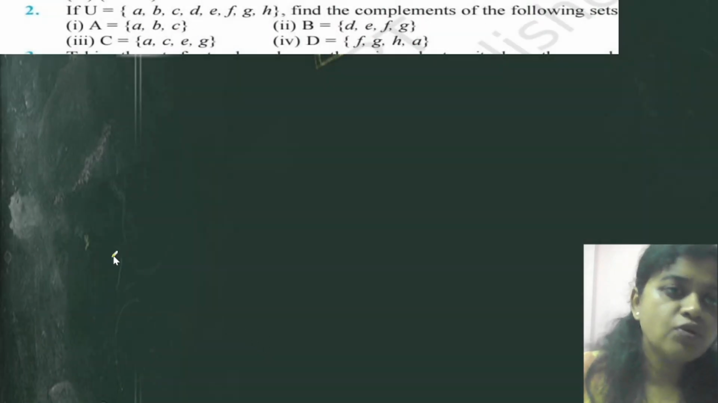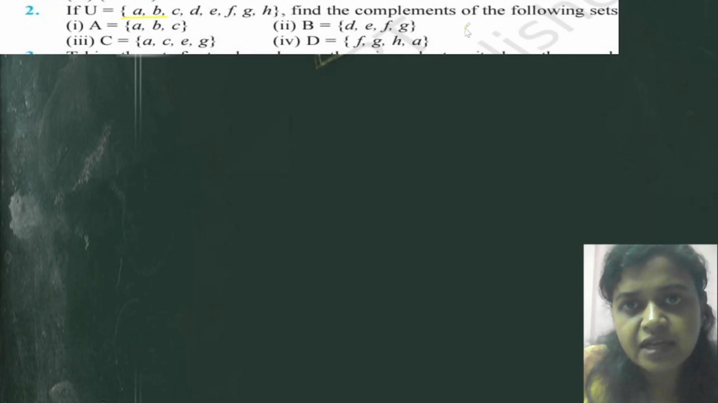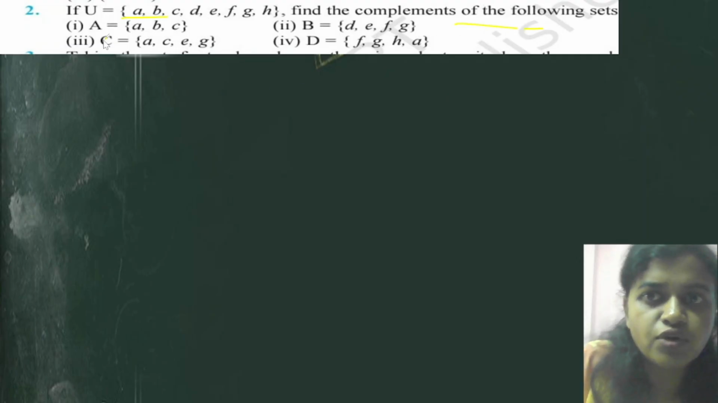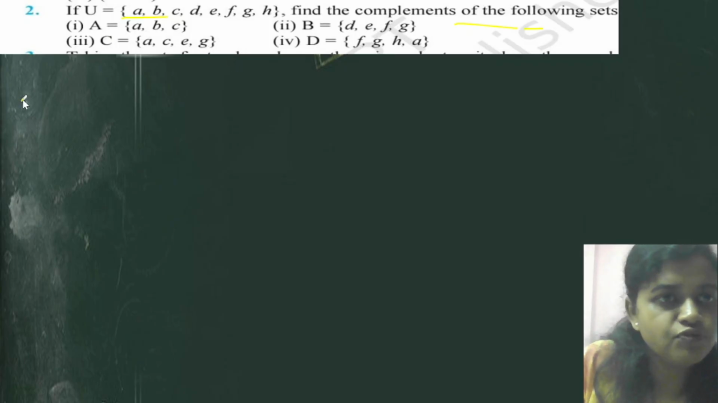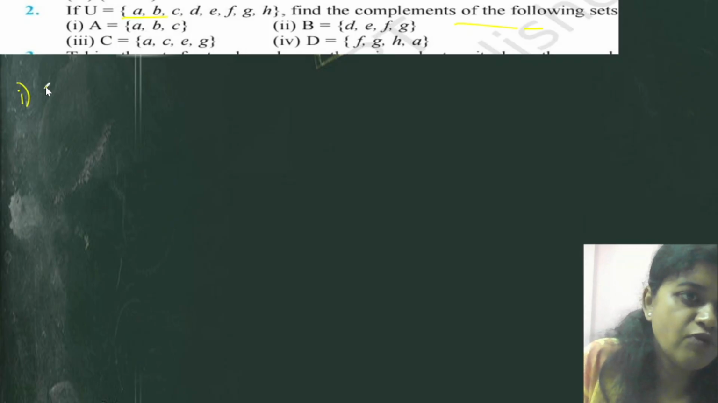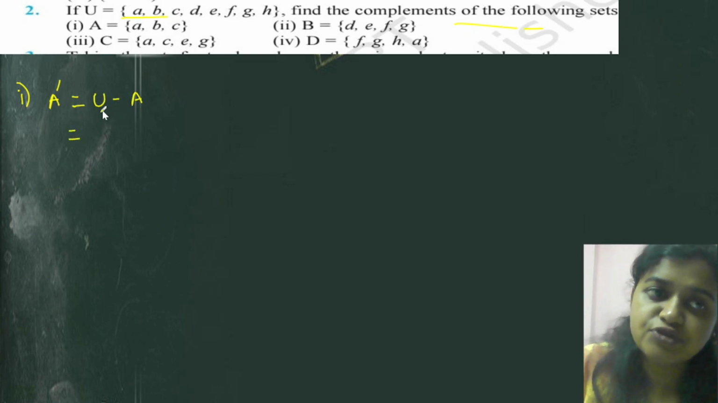Okay, now question number 2. U is given and find the complement of the following sets. The following set A is given: A, B, C. You have to find the complement of the given sets. So A is given, so you have to find A complement. A complement means U minus A. Simple. So we have to remove the elements of A from U.